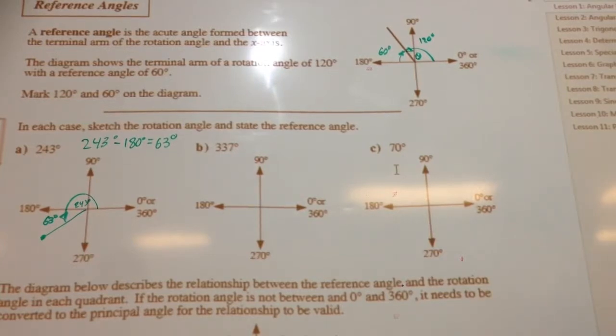All right, fist of 5, 1 to 5. Why don't you guys try the next one? Rotation angle of 337 degrees.